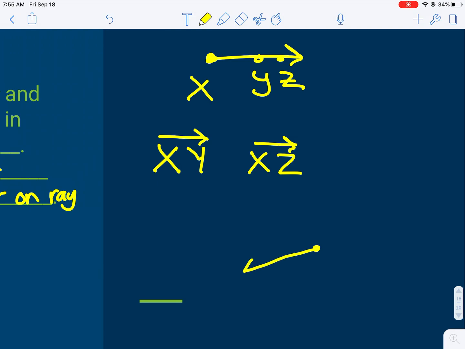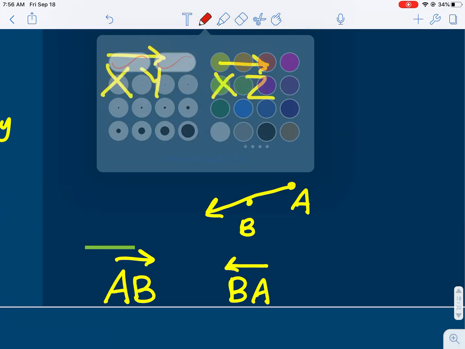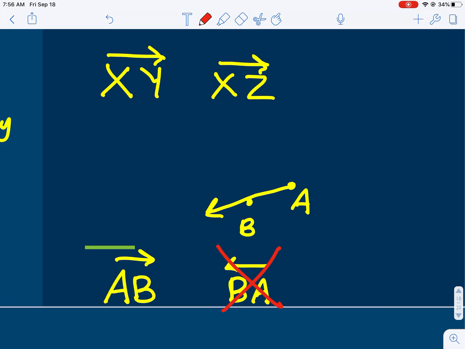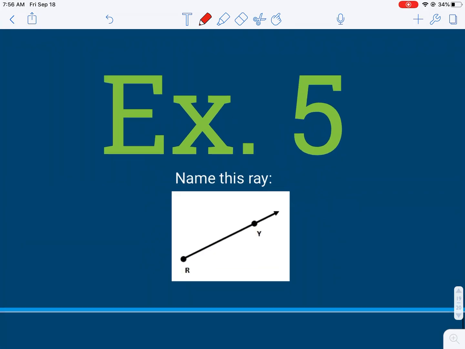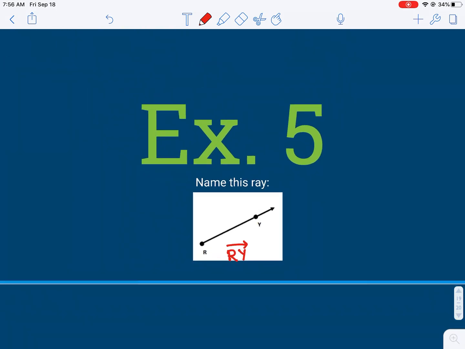Even if my ray is going the other way, so let's say it was looking something like this, even though we read right to left, and so it's tempting to say, oh, I'm going to call it BA, I still write A first and then B. I would never do something like this. That's ridiculous. All right, so we're asked to name this ray. I'm starting with my endpoint, and then I'm picking one other letter that's on that ray, drawing a little baby ray up above.